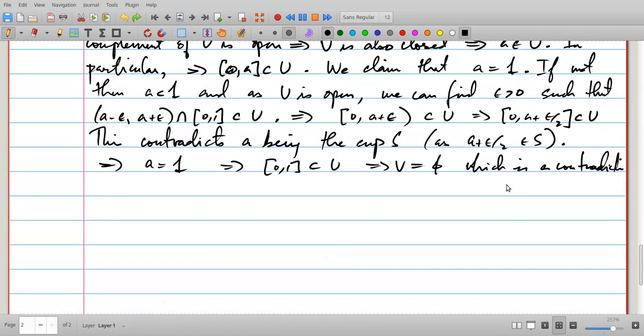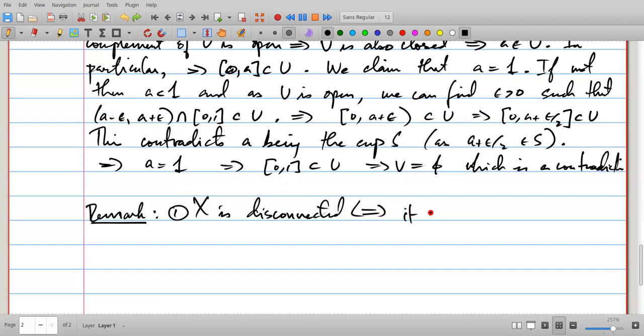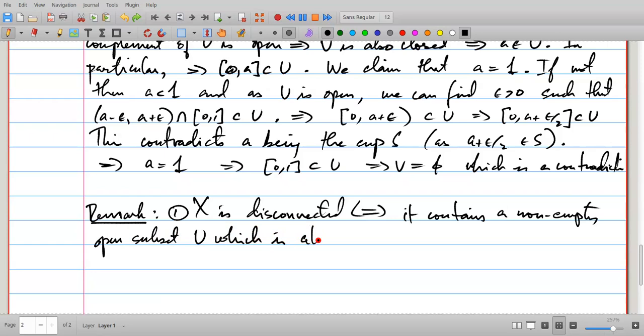One very simple observation we used in this proof was: X is disconnected if and only if it contains a non-empty proper open subset U which is also closed. Sometimes such sets are called clopen sets.